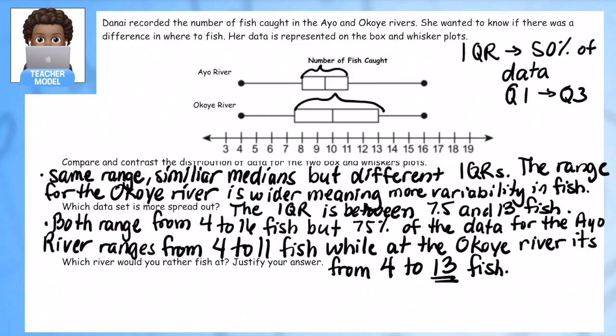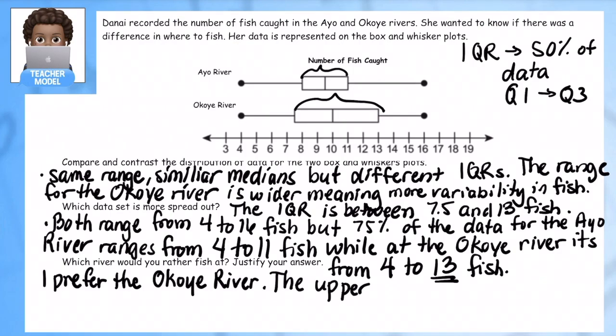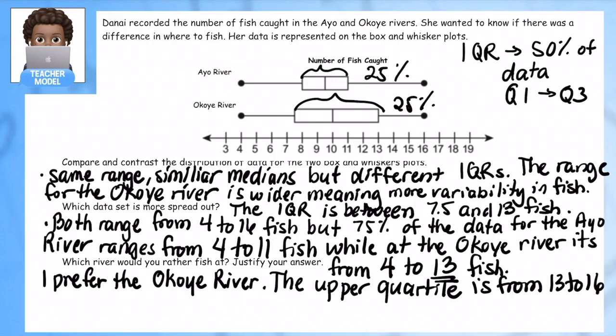So which river would you rather fish at? I would rather fish at the Okoye River. And listen to this reason. The upper quartile is from 13 to 16. That means like 25% of the time, I'm going to catch between 13 and 16 fish in that river versus the Ayo River, where 25% of the time it's going to be between 11 and 16.